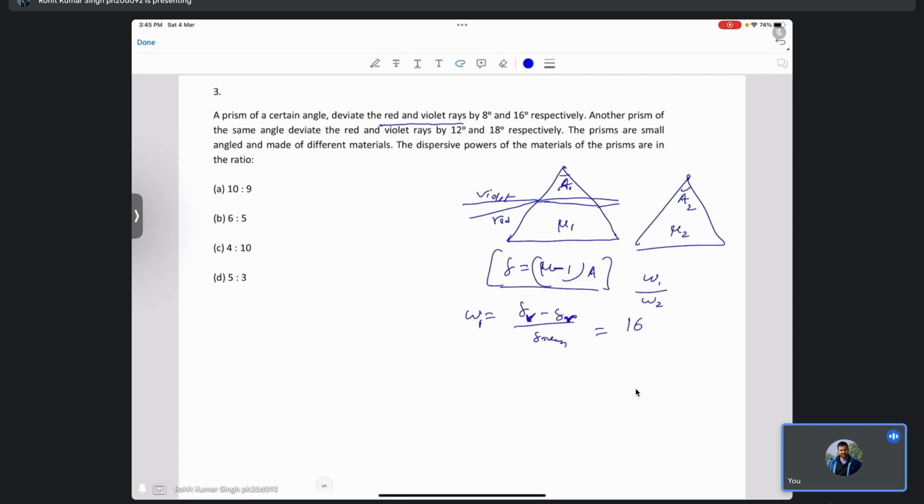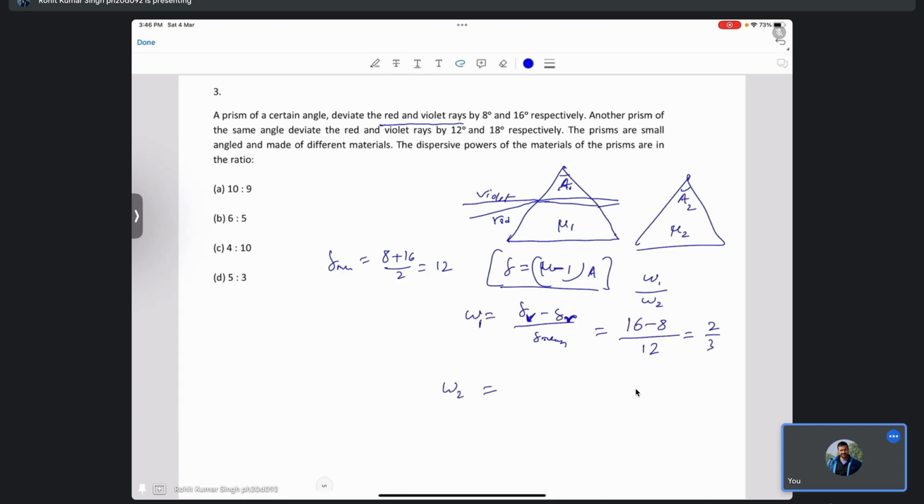Then we have 16 minus 8, and the mean deviation is just the mean of 8 and 16. So what is the mean of 8 and 16? So 8 plus 16 by 2, so it is 12. So divided by 12, and this will be 2 by 3.